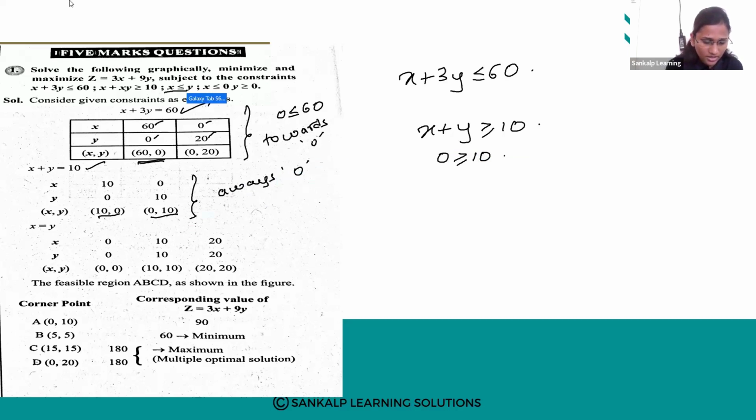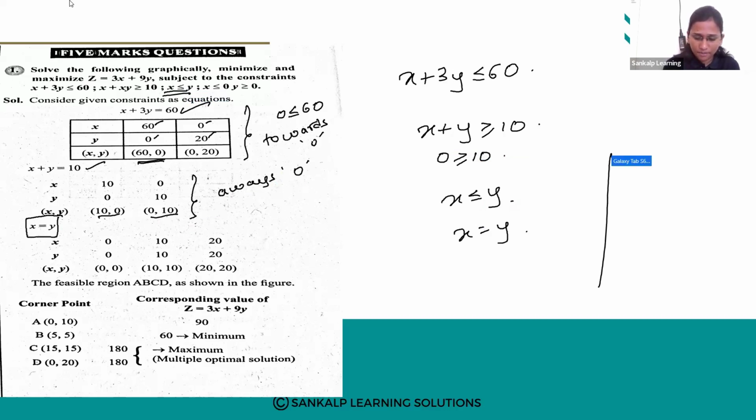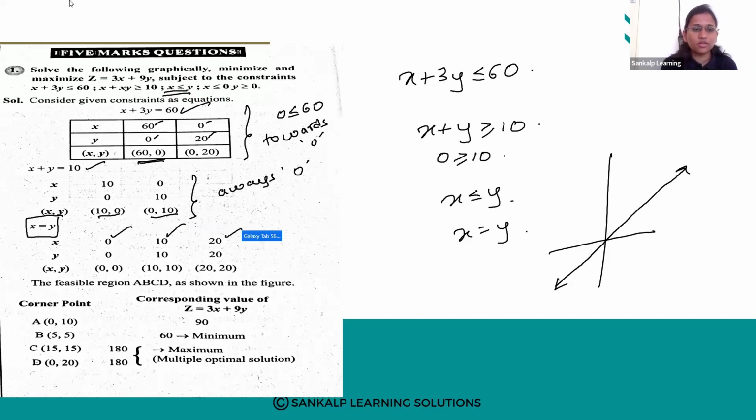Okay, the next constraint is x is less than or equal to y. Now what do we do? We equate the inequality, so this is x equals y. Now what is the meaning of x equals y? It is an identity function. That means the line passes through the origin. So when the line passes through the origin, the solution is not away from the origin or towards the origin. Correct? So if we take x as 0, y is also 0. If x is 10, y is also 10. If x is 20, y is also 20.